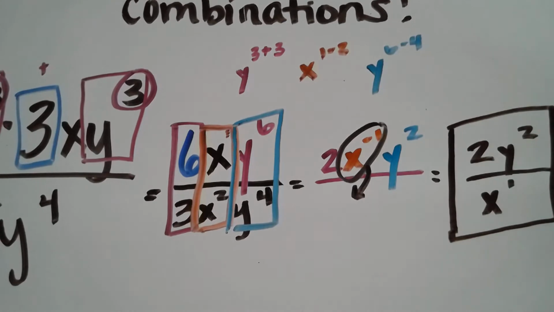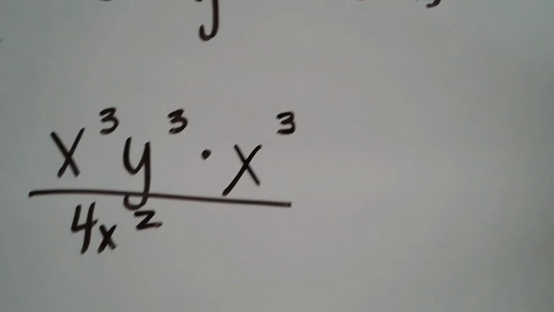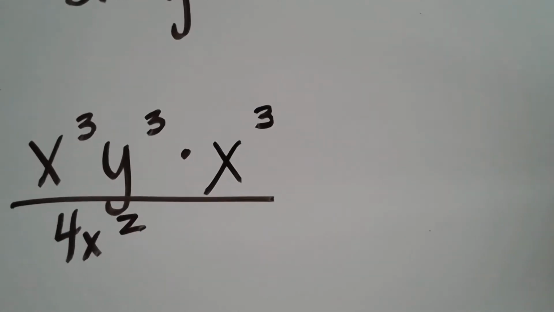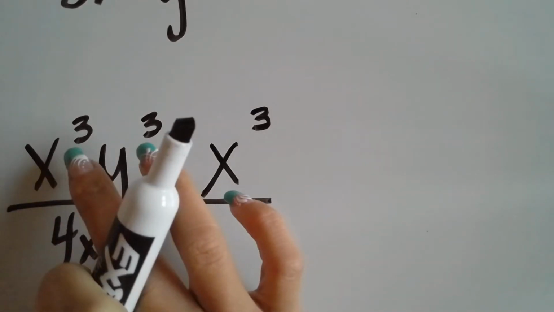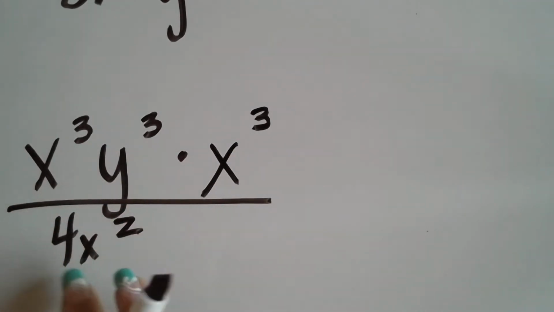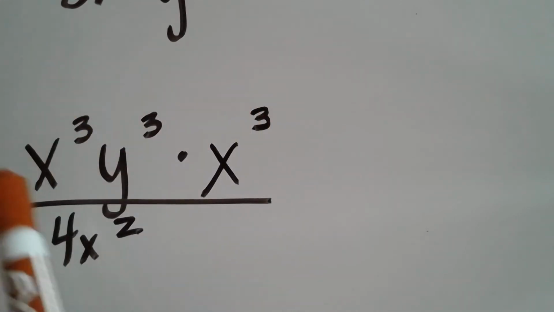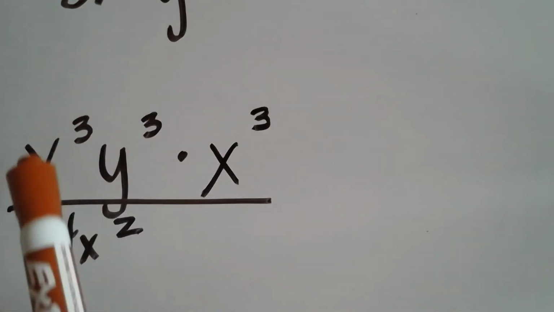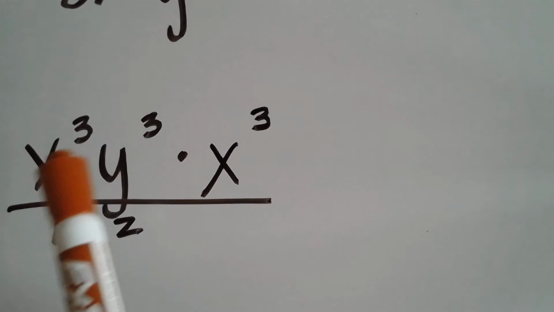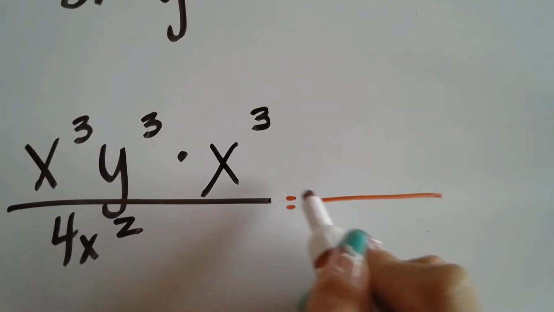All right, let's go ahead and look at a second example. Here we have x to the third, y to the third times x to the third over 4x squared. Just like the one before this, we have multiplication going on in our numerator, or the top. So let's go ahead and simplify our numerator.